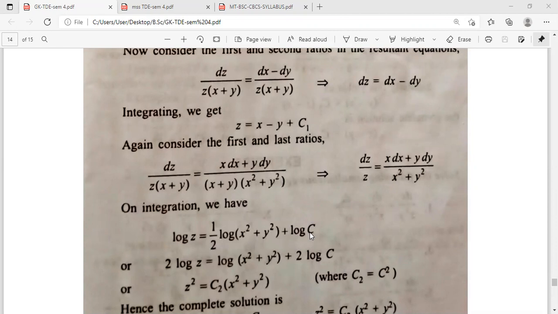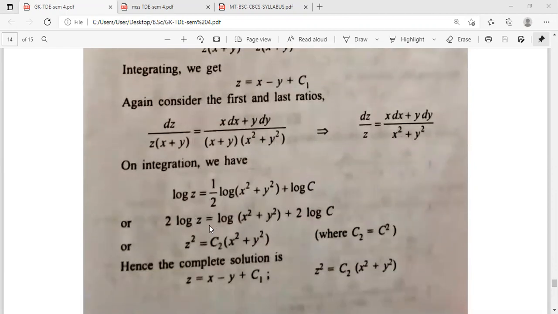Now cross multiply with 2 and write 2 log c, meaning there is some constant. 2 log c means log c square, and log m plus log n you can write as log of c square into x square plus y square. That c square you are writing as c2 here. Now 2 log z you can write as log z square, because m log a you can write as log a to the power m. Now z square equal to c2 into x square plus y square is the complete solution.